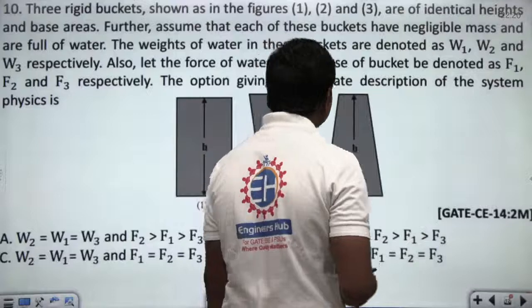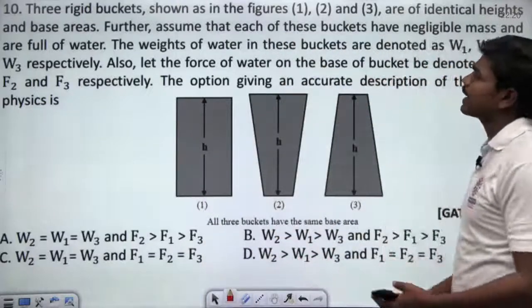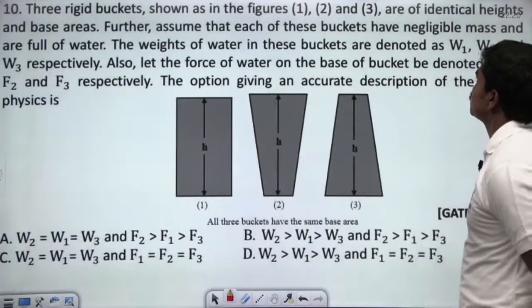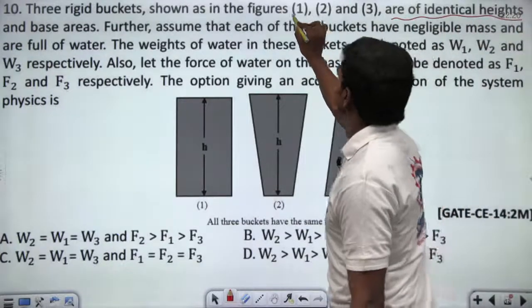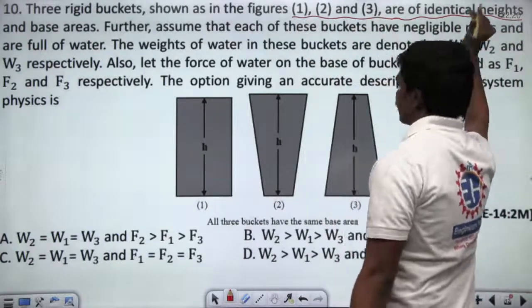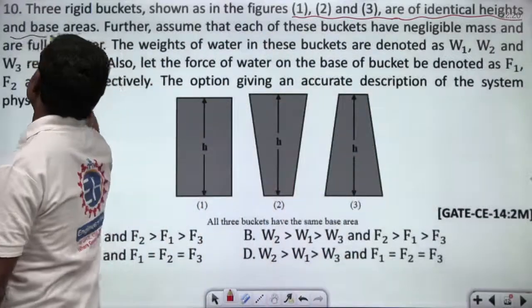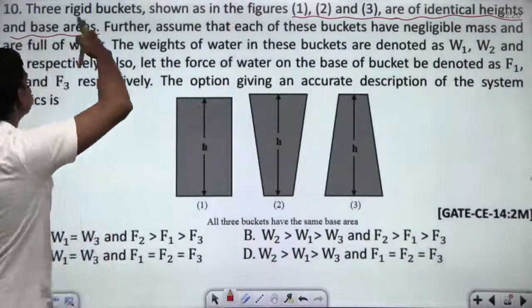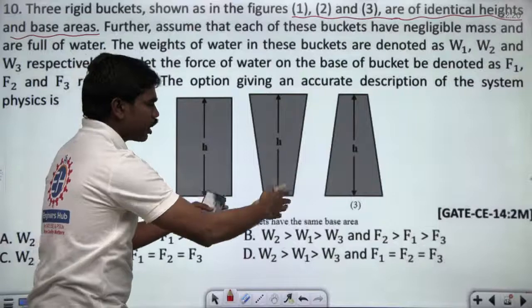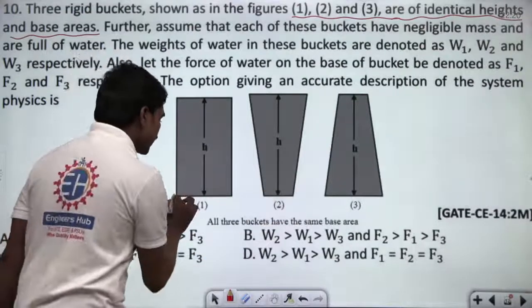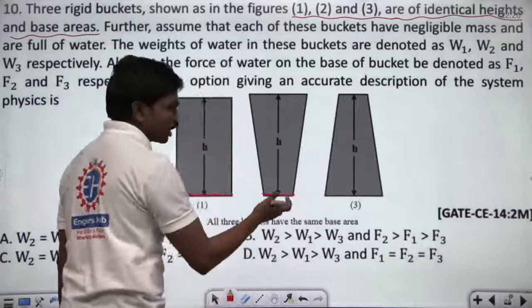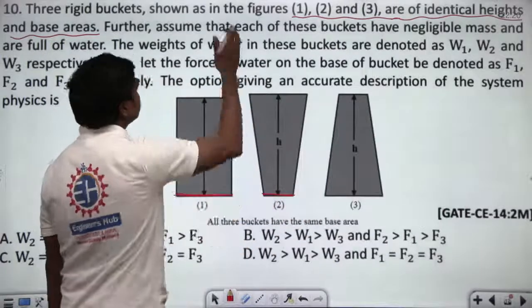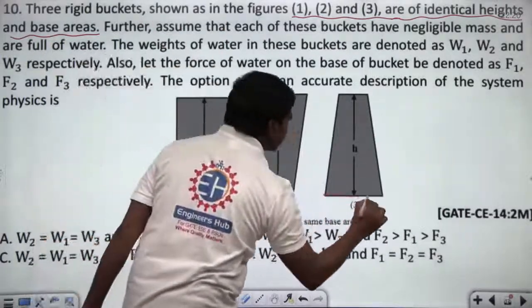Something is given. Three rigid buckets shown in the figures 1, 2 and 3 are of identical heights and identical base areas. Which means here they are not drawn to scale, but the base areas are the same. It is given in the question that all these three base areas are equal.